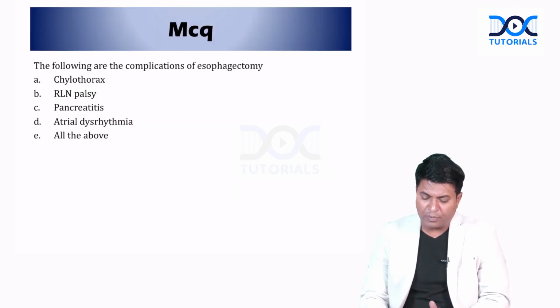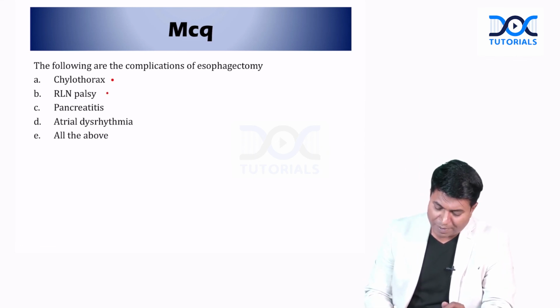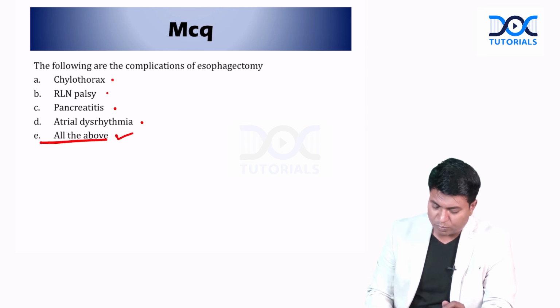now successfully treated by stopping enteral feeds and initiating TPN, is known as type 2B. The following are the complications of esophagectomy: chylothorax, recurrent laryngeal nerve palsy, pancreatitis, atrial dysrhythmia, all the above. Answer is all the above.